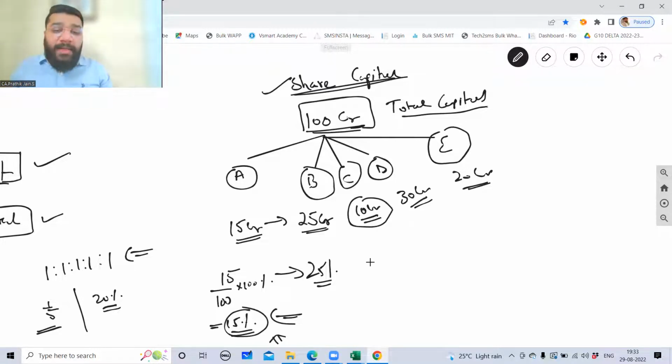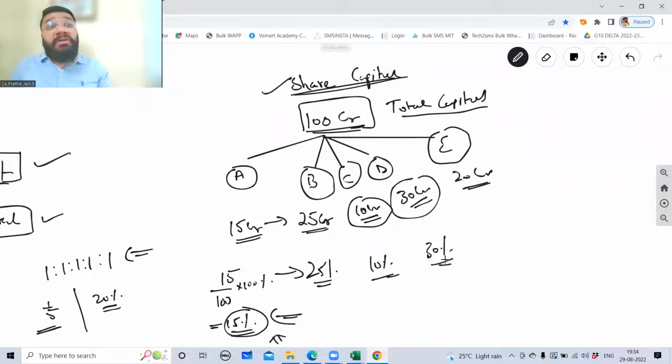C's share is 10% in the business. Since he's contributing less capital, the share he'll get also will be less. Obvious reason. D is contributing 30 crore, which is the highest. So he's getting 30% share. Higher the contribution to the capital, higher will be the share of profit. And finally, for E, it is 20%.